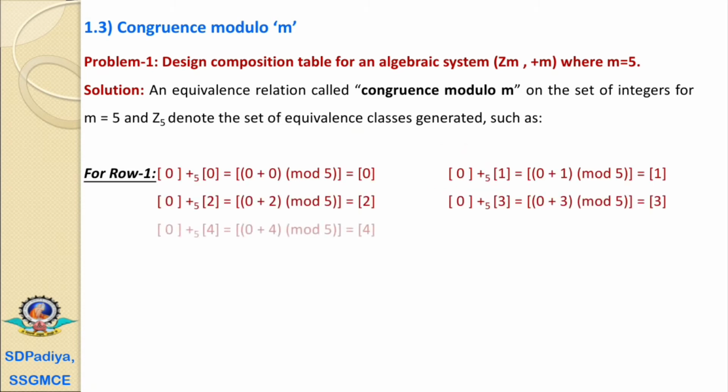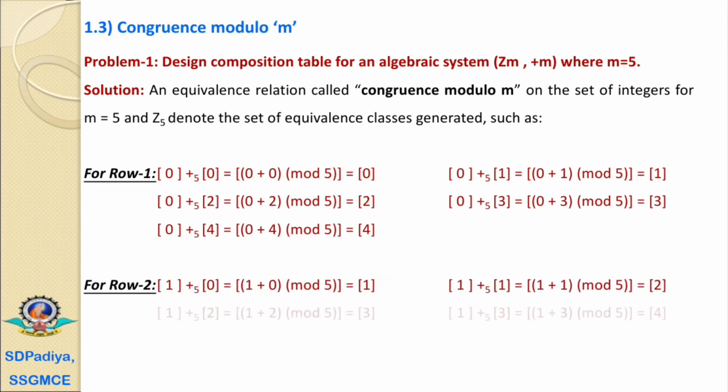Now, similar to the previous, for the first row we can find 0 plus 0, 0, 0 mod 5, because now m is equal to 5, that is mod m. 0 mod 5, 0, 0 plus 1, 1, 1 mod 5, 1, 0 plus 2, 2, 2 mod 5, 2, 0 plus 3, 3, 3 mod 5, 3, and 0 plus 4, 4, 4 mod 5, that is 4.